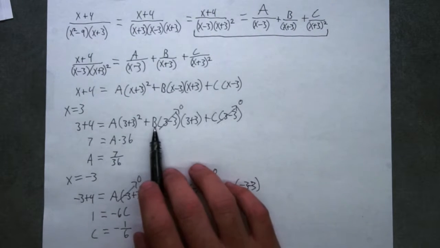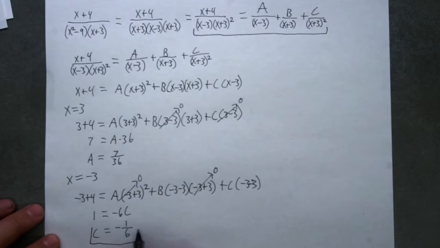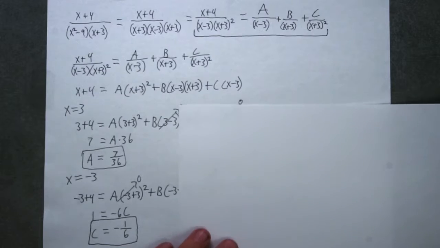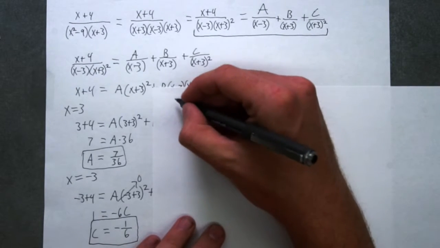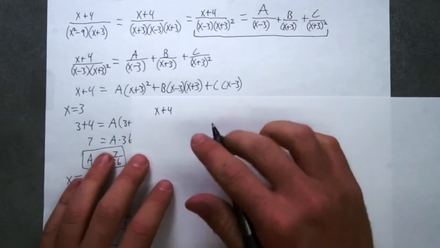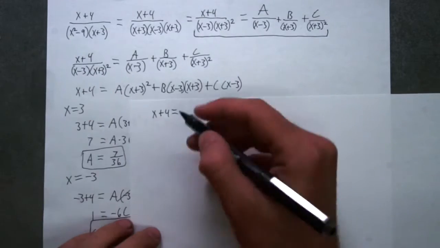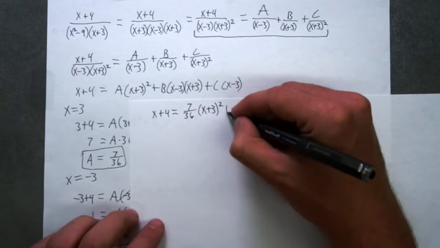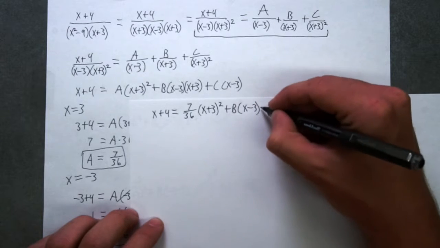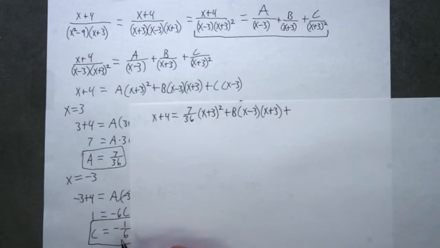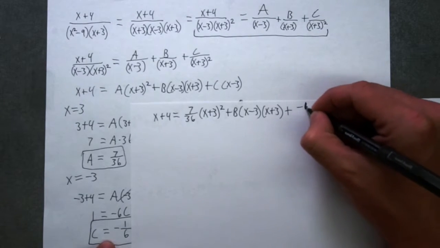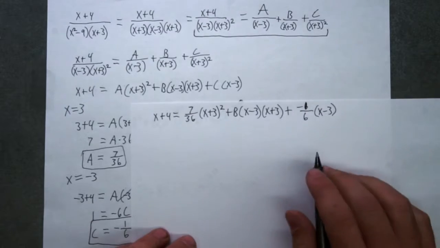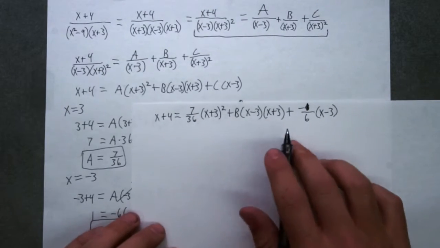Now we're going to try finding this B term. What we're going to do is use the values that we found, such as the C value and this A value, to form an equation. So we have x + 4 is equal to, we'll replace this A value with 7/36 times (x + 3)², plus B(x − 3)(x + 3), plus, and we'll replace this value as well, −1/6 times (x − 3). So now we have to solve this equation for B.